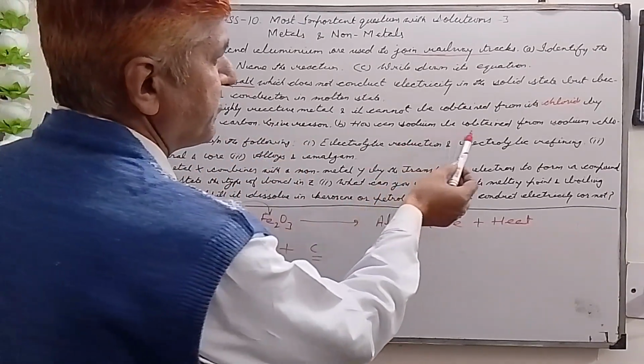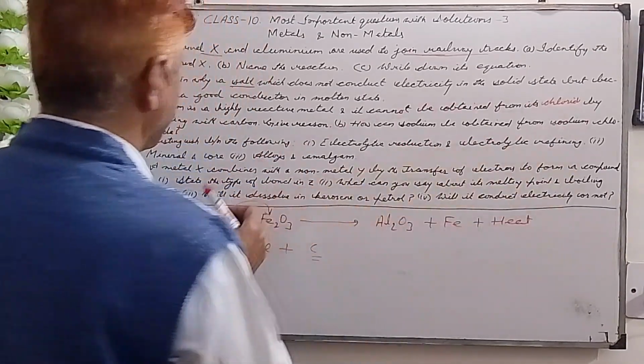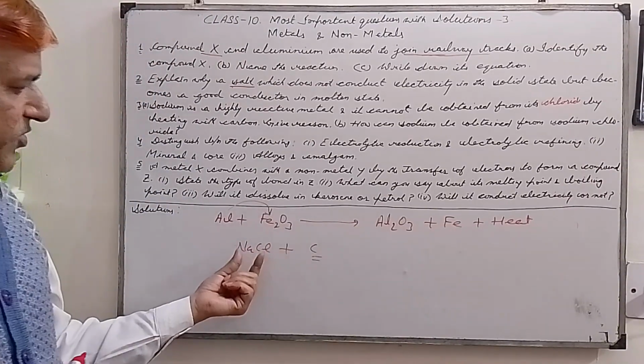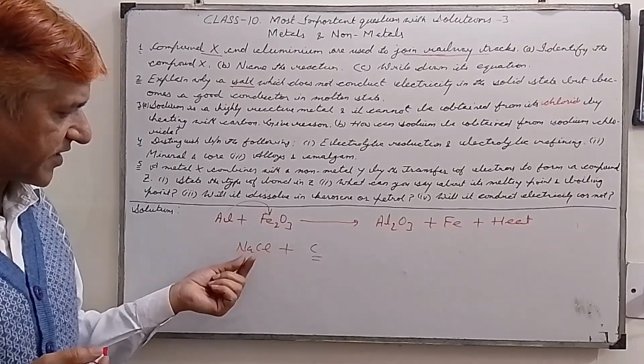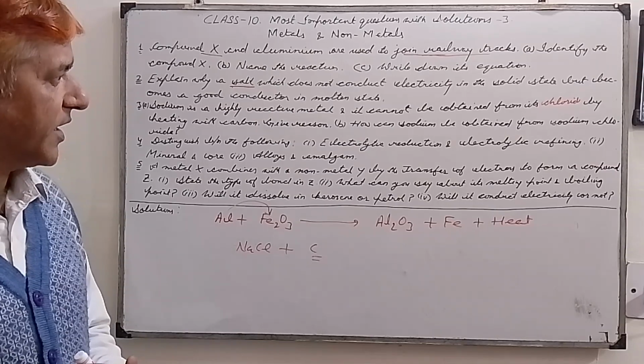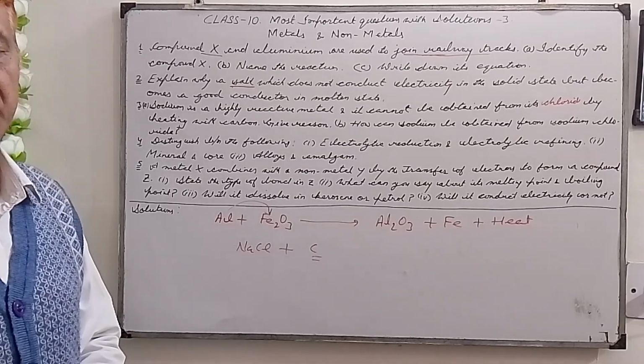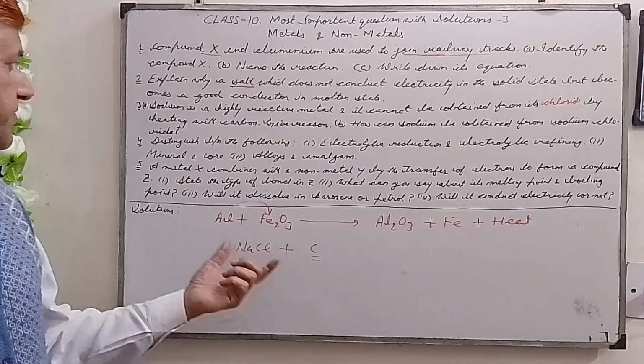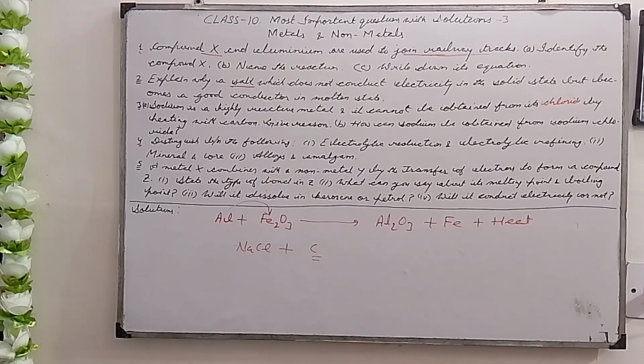How can sodium be obtained from sodium chloride? So sodium is extracted from sodium chloride by electrolytic reduction. Always remember, by electrolytic reduction. Then we have the next question.